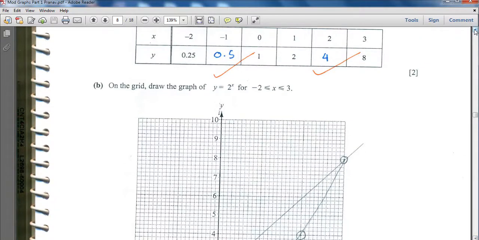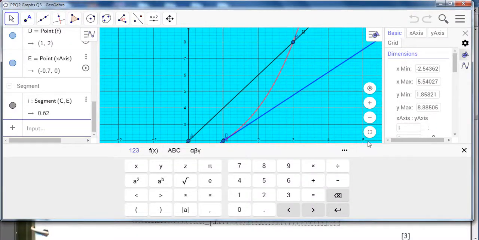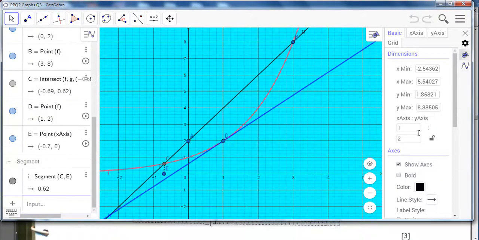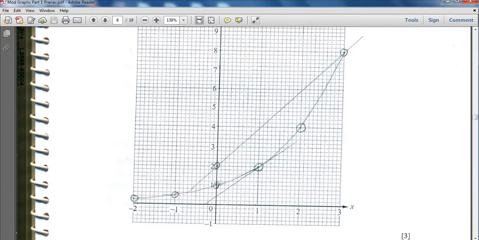When we say y is equal to 2 raised to the power x, it gives us an exponential curve, and this is what the exponential curve looks like. I'll show it to you in GeoGebra also. Yeah, so this pink color line is the exponential curve that we had to draw, and that's the way it looks on the graph. Let's look at the other parts of the question.